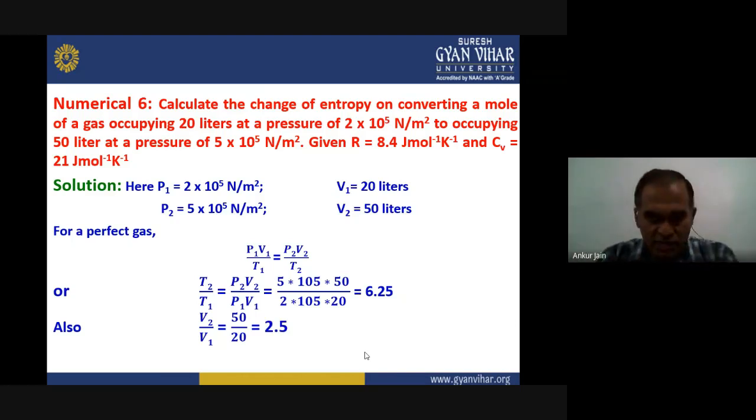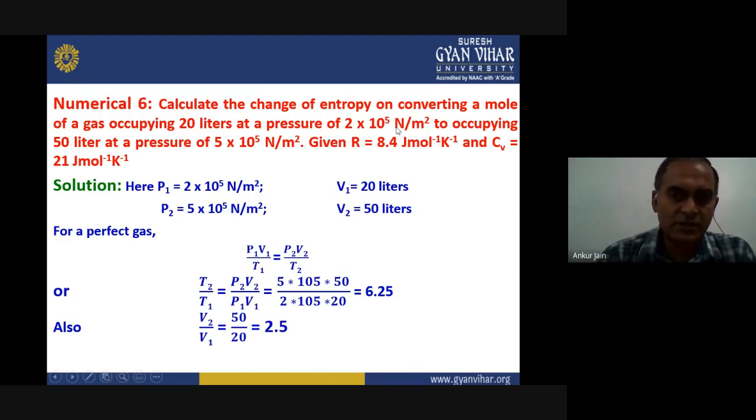Here we need to point out what the given things are. P1 is given as 2 into 10 to the 5 Newton per meter square. Then P2 is given as 5 into 10 to the 5 Newton per meter square. So we have written these two values. Now the volumes correspondingly: V1 is 20 liters and V2 is 50 liters here. So V1 and V2 are also pointed out.